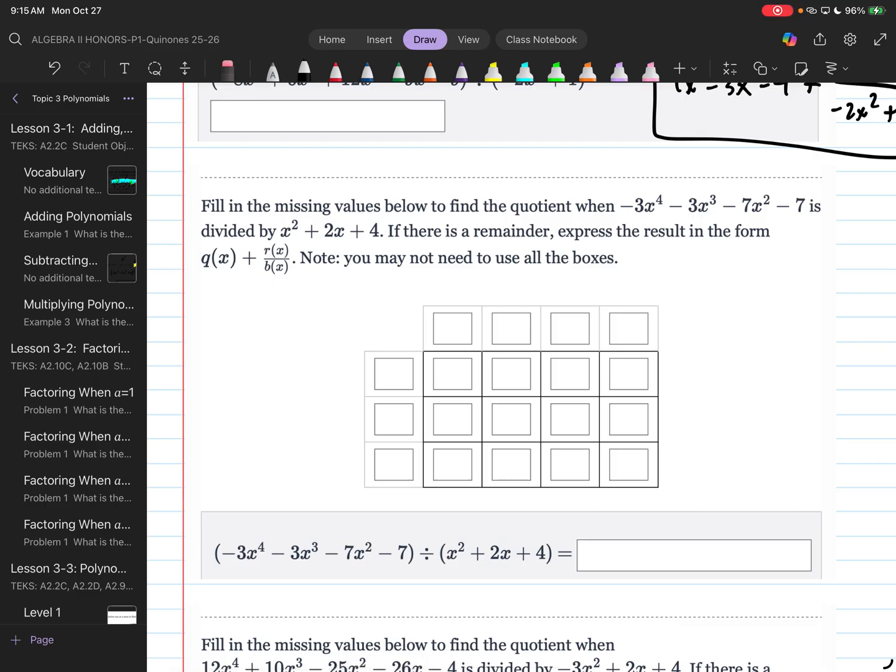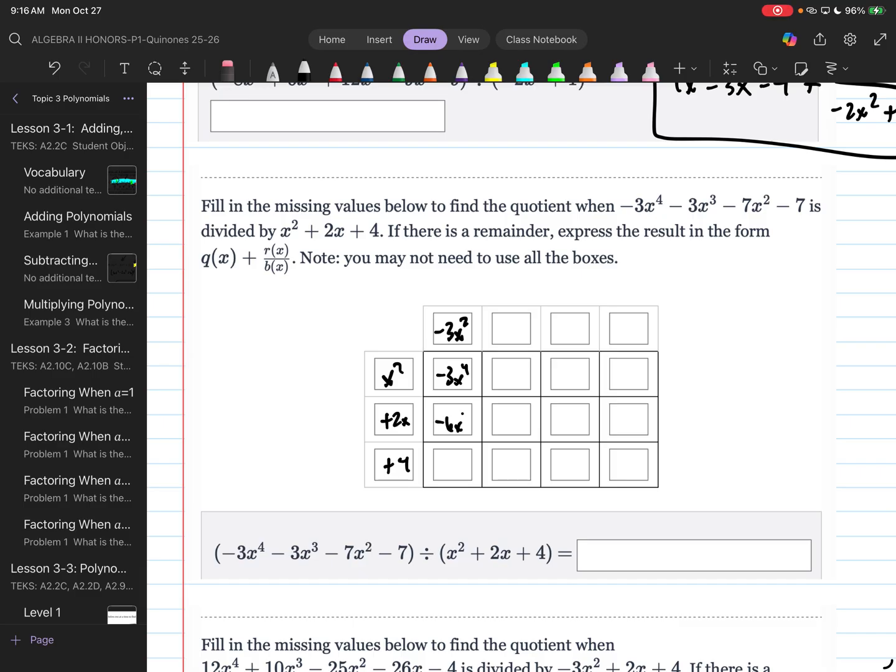Let's try this one ourselves. Here we go. Let's do this together. So this has to be x squared plus 2x plus 4. And the first term has to be negative 3x to the 4. Then this means that the top one has to be negative 3x squared. Yes? Okay, let's fill in the rest of the box.